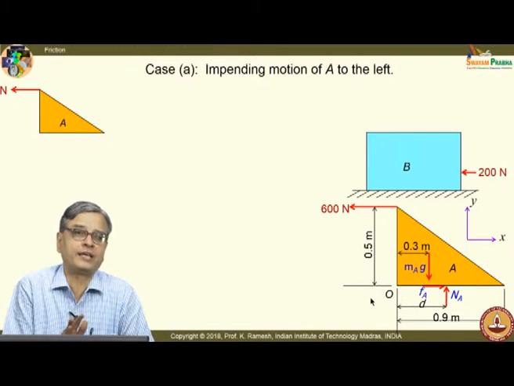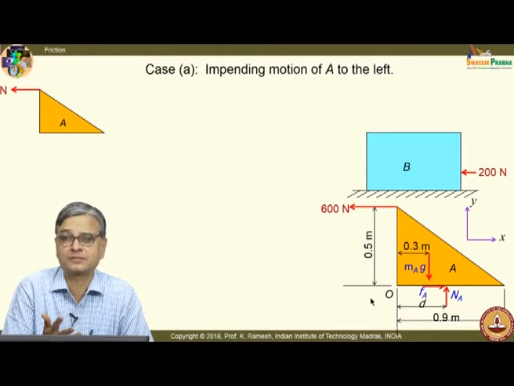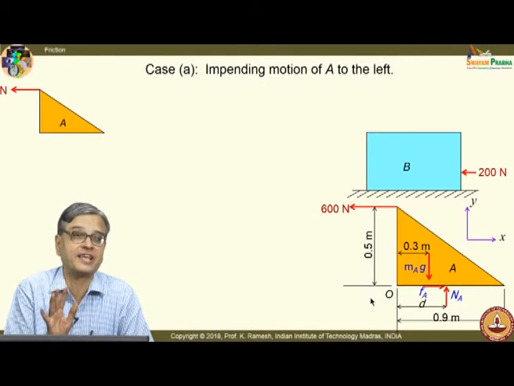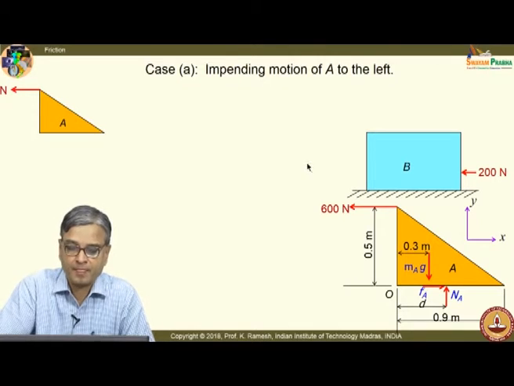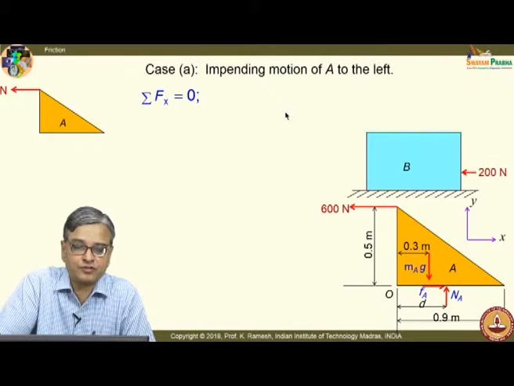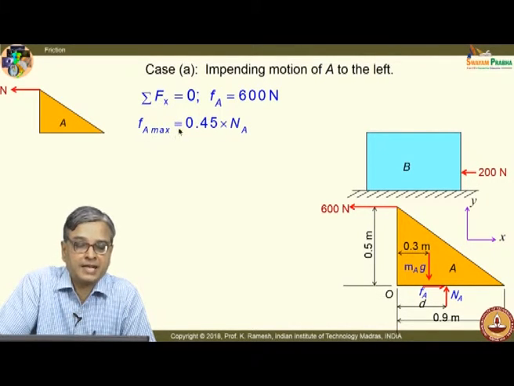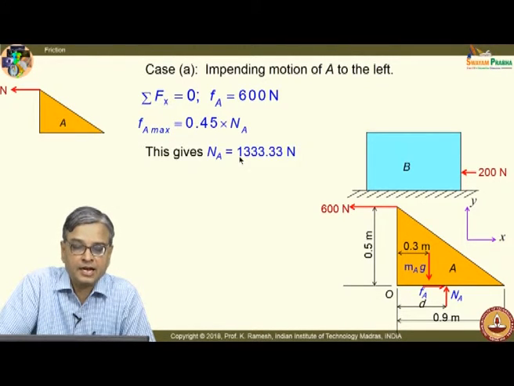Once you have drawn the free body, rest of it is very simple. There is no great mathematics involved. But take a minute to draw the free body correctly. Do not rush there. That is my advice. So, now I can write sum of Fx equal to 0, I get Fa equal to 600 newtons, and Fa max, that is dictated by the maximum frictional force, is 0.45 into Na, and this gives the normal reaction as 1333.33 newtons.